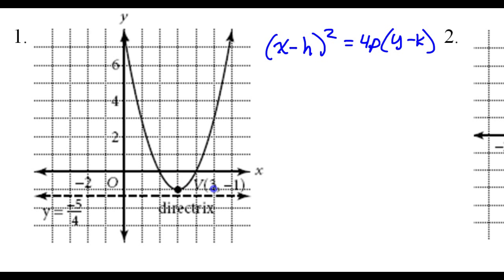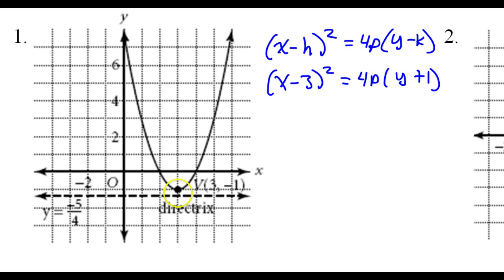Now I know the vertex is 3 comma negative 1, so that makes this become (x minus 3) squared is equal to 4p, and then it'll be (y plus 1), not squared. Alright, it's the opposite of these. Positive 3 becomes negative 3. Negative 1 becomes plus 1. So all I need is to know the p-value, and then I'll be able to fill that in and be done. Remember that the p-value is the distance between the vertex and the directrix.